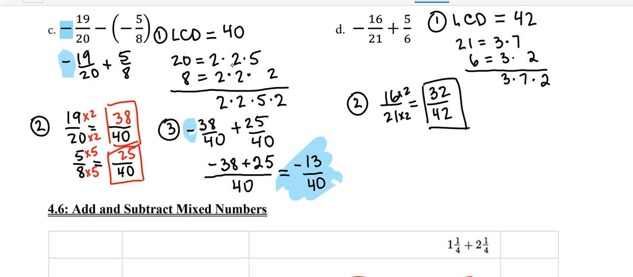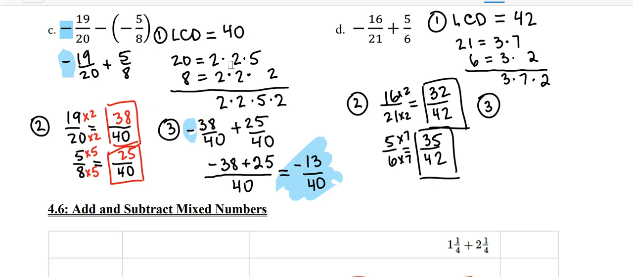And then the next one is going to be 5 over 6, over 42. 6 goes into 42 7 times, so we need to multiply 5 times 7, which gives you 35. So that is your next fraction. These are the two fractions that we are adding. So moving on to step number 3, this is where I'm going to bring my negative sign. Okay. Please don't forget about your negative sign. So this is where I'm going to bring it down for the actual addition.